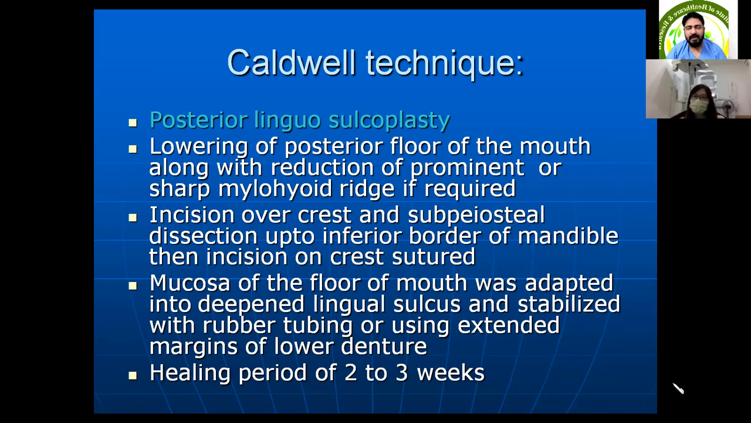See, all these techniques depend on patient compliance. If the patient compliance is not there, these techniques are useless.